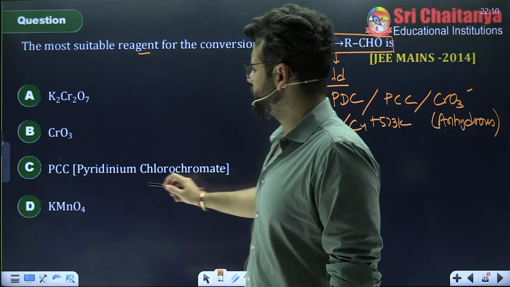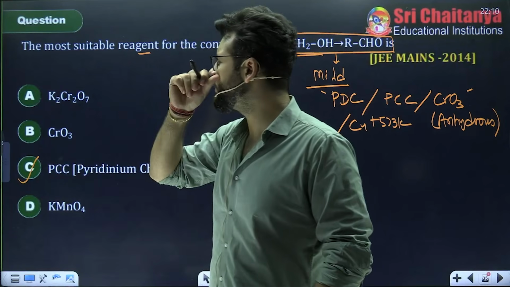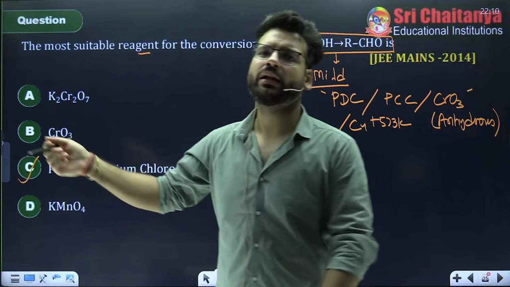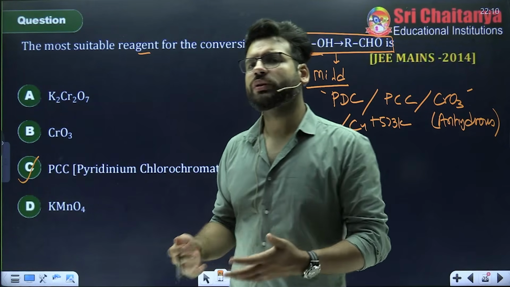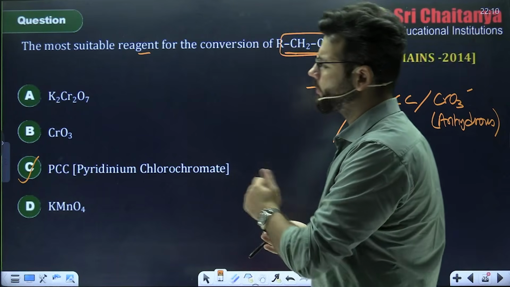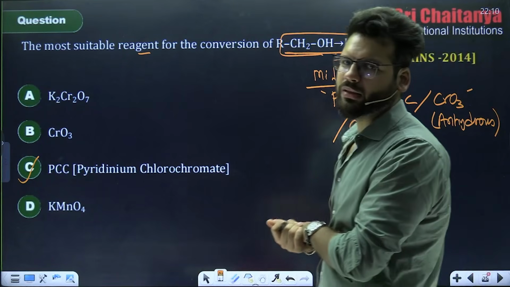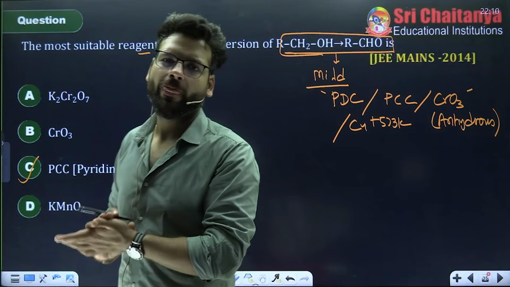So PCC is the most suitable one here. CrO3, they didn't mention which CrO3. If it is in the acidic medium, it would be Jones reagent, which will be a strong oxidizing agent. So the best option looks like C here, which is PCC or PDC, both you can use.